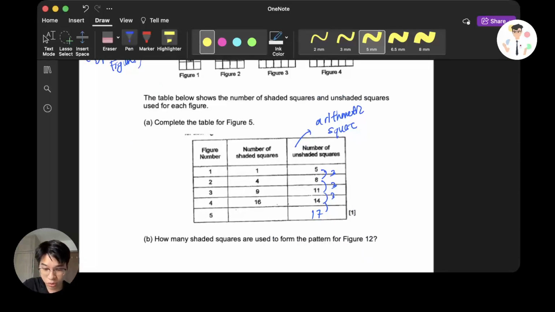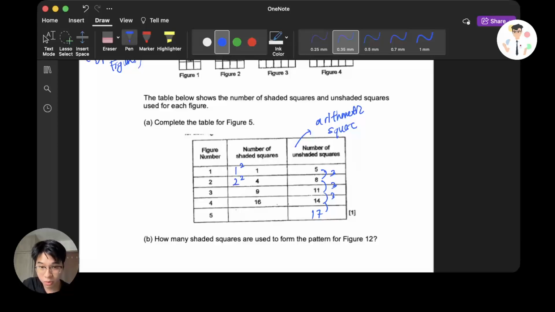And yeah, you should notice, right? 1 is what? 1 square. 4 is what? 2 square. 9 is what? 3 square. 16 is what? 4 square. Then 5 is what? 5 square lor. 5 square is what? 25.